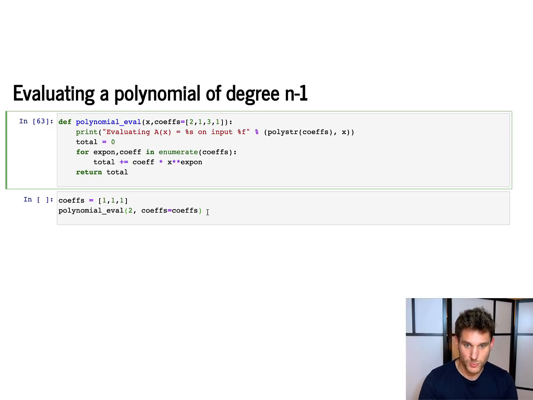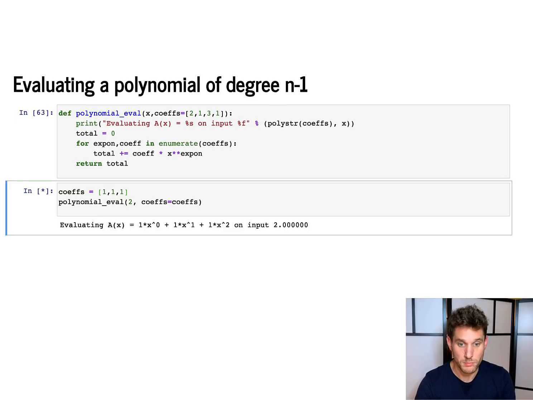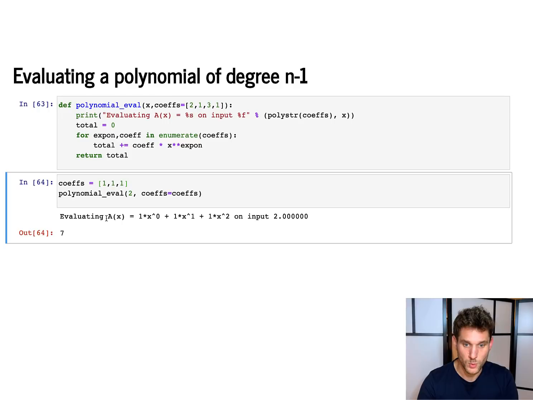So we can run this thing on some example. Here's the coefficients 1, 1, 1. So this polynomial is going to be 1 plus x plus x squared. So we're taking this polynomial on input 2, and we get value 7 on that. That's because 1 plus 2 plus 2 squared, which is 4, is 7. That's how we got 7.